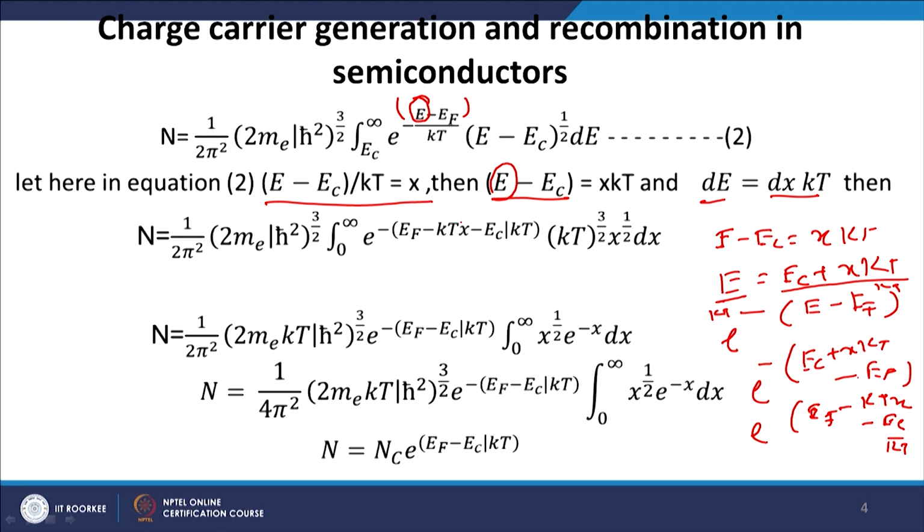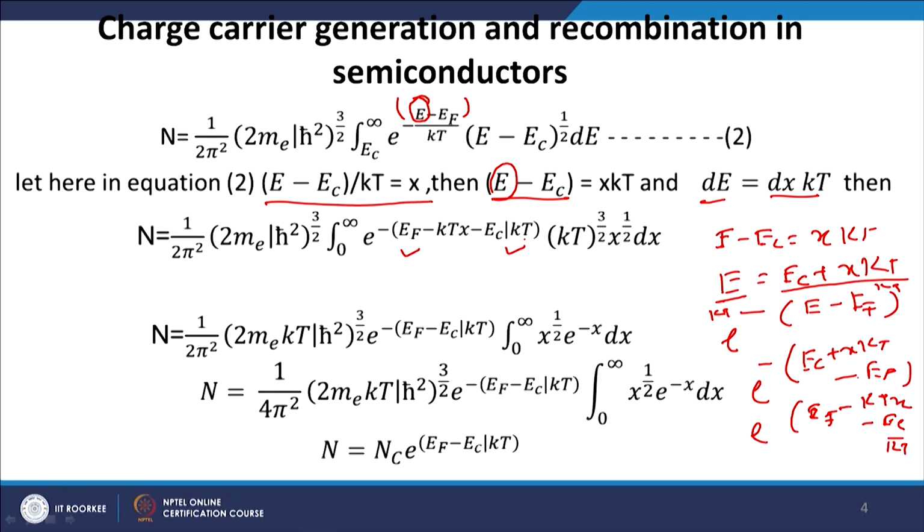Again, you look, this term is a constant and this term is a constant. If this comes out, then n is equal to 1 over 2 pi square, 2 m kT by h bar square to the power 3 by 2, e to the power (Ef minus Ec) by kT, integration 0 to infinity, x to the power half e to the power minus x dx.